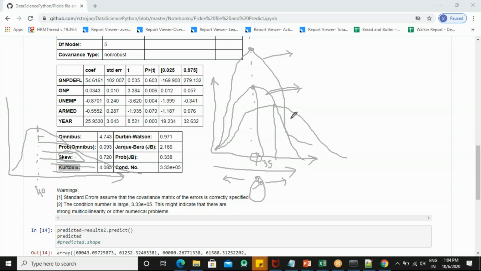This is the base graph. This is having a higher peak and this is having a lower peak. So these are examples of kurtosis. It is known as different kinds of kurtosis: platykurtic, leptokurtic, and meso.